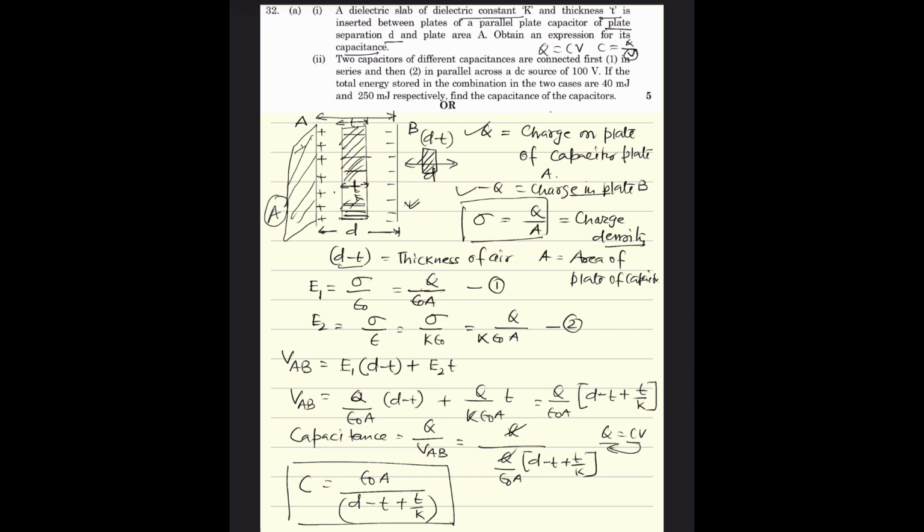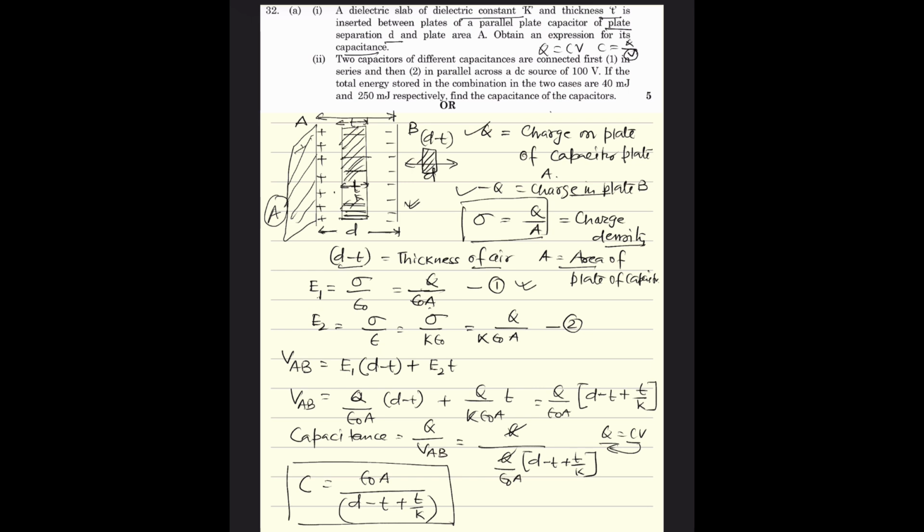Now d minus t is the effective air thickness after introduction of this slab, and A is the area. So what is the intensity? From the application of Gauss's theorem, we know that the intensity in air because of a charged plate is sigma by epsilon 0. And what is sigma? Sigma is charge density, charge per area. So the electric field in air is equal to Q by epsilon 0 A.